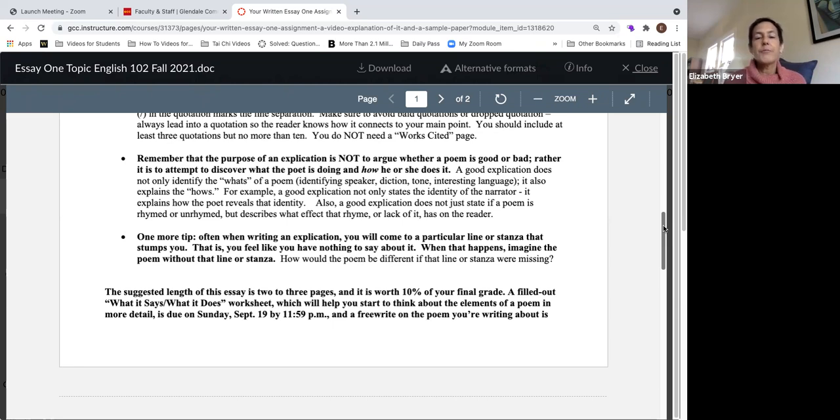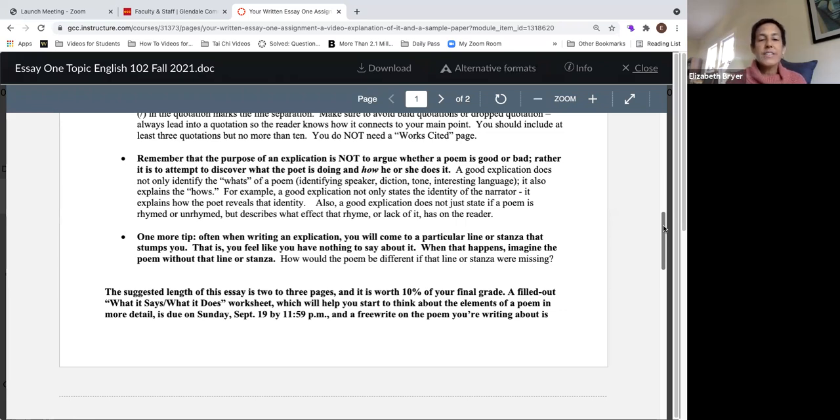One more tip. Often when writing an explication, you will come to a particular line or stanza that stumps you. That is, you feel like you have nothing to say about it. When that happens, imagine the poem without that line or stanza. How would the poem be different if that line or stanza were missing? So for example, in "My Papa's Waltz," we get the detail that the father's knuckle was battered. And usually people who have battered knuckles maybe have been in a fight or they punched somebody, right? So how would the poem be different if that were missing? Maybe the father would seem a little less violent. So if you're stumped on a line, experiment with thinking about the poem without that line.